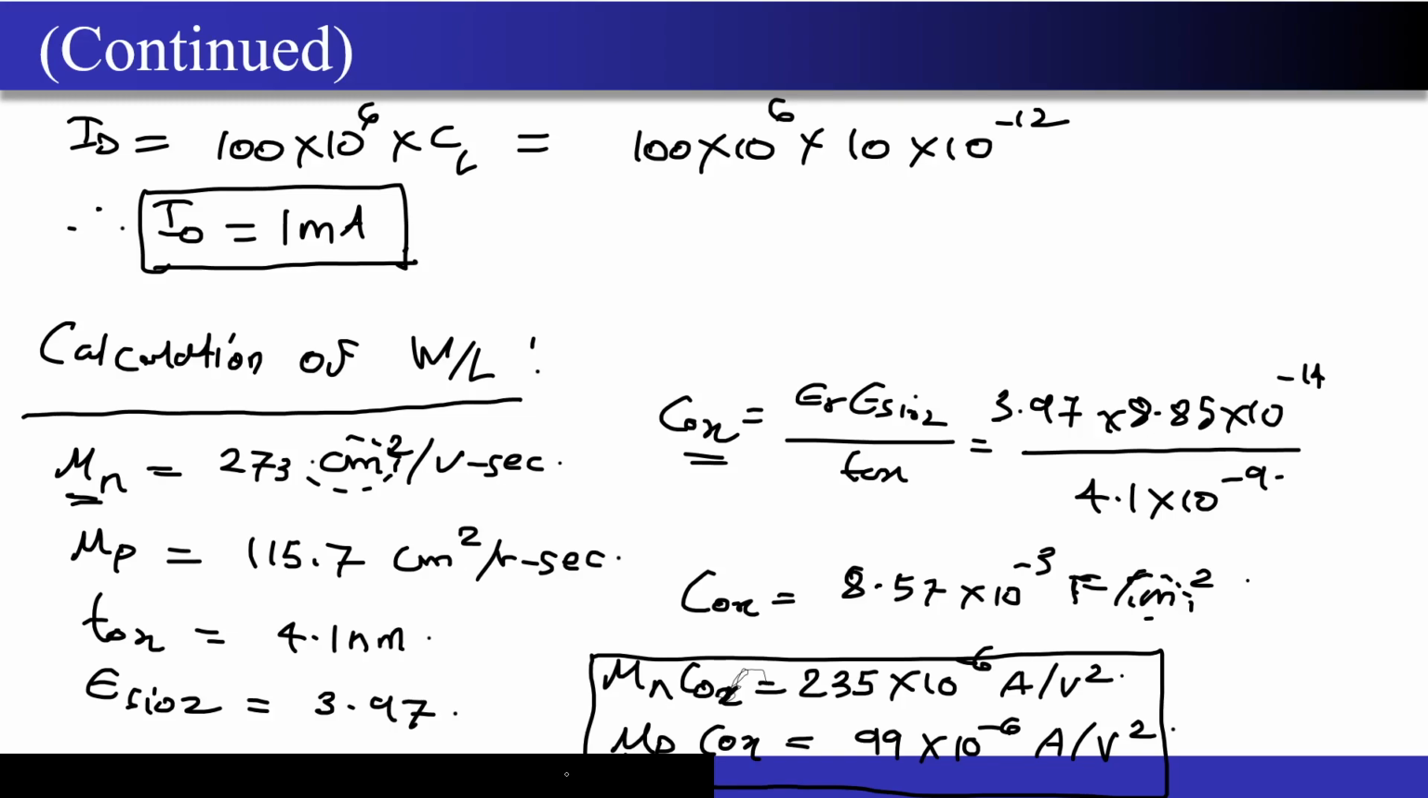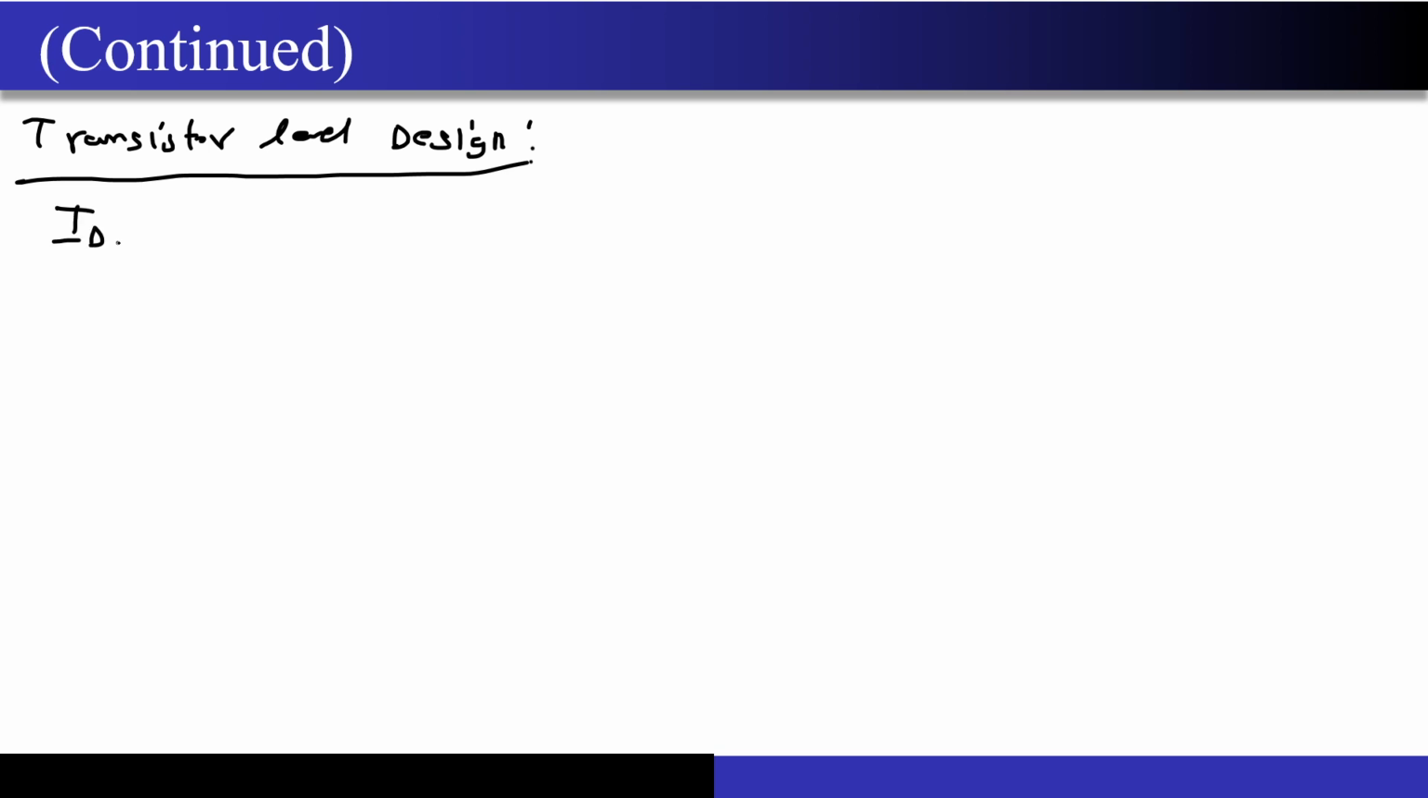Correct? So these are the values that I am going to use now. So now let's move on to the transistor level design. Now what we have to do is, we know the current flowing through transistors 1, 2, 3, 4. So what do transistors 1, 2, 3, 4 mean?